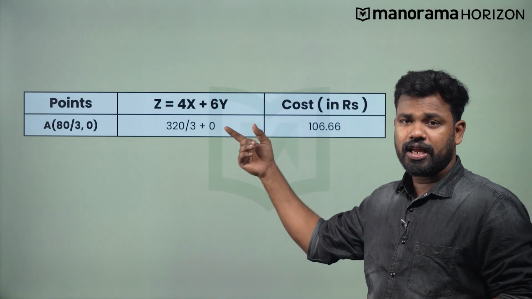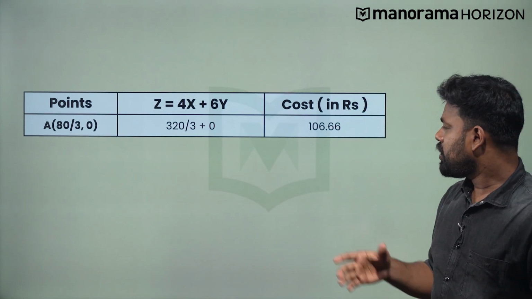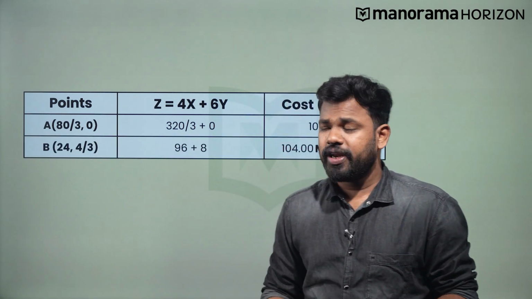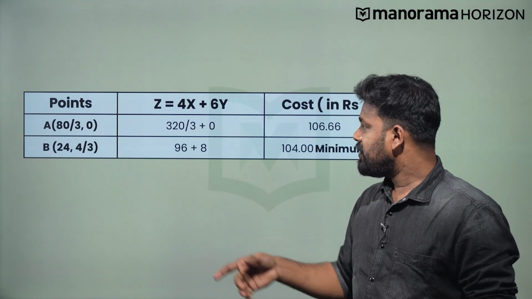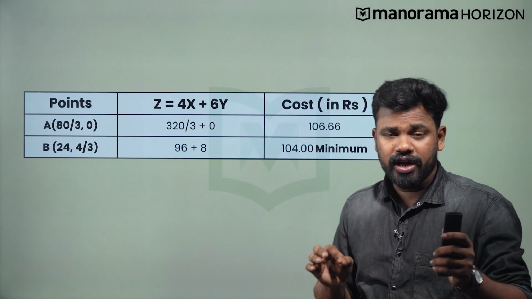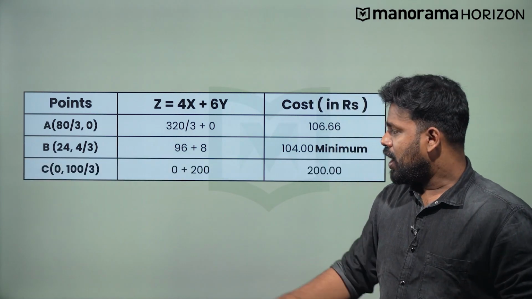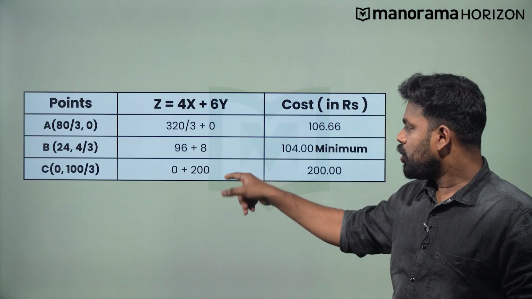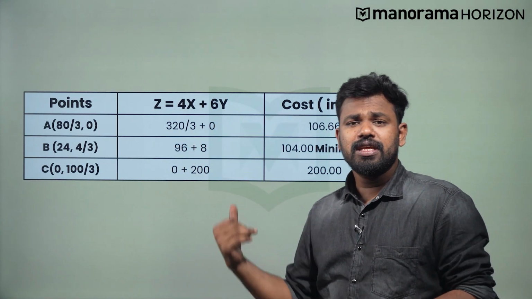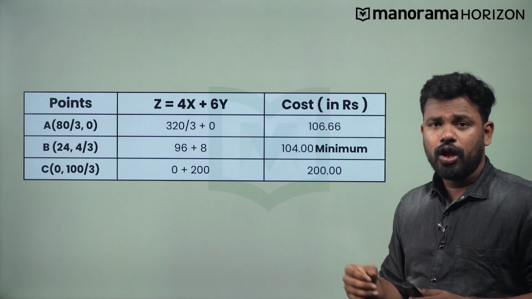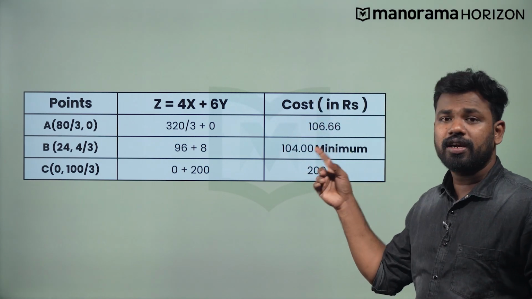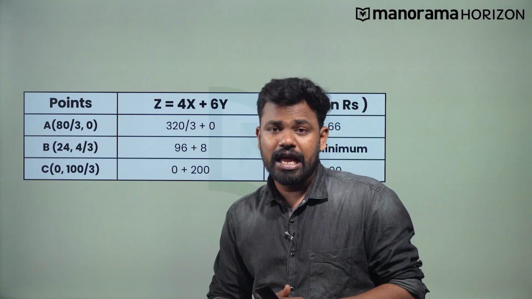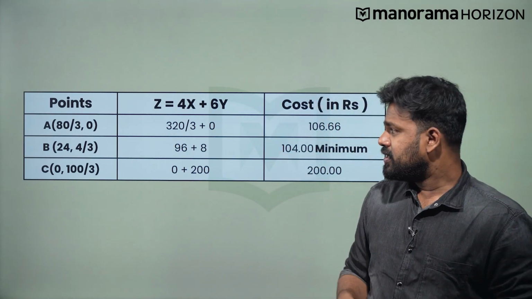And what is the value there? It will be 320 by 3 plus 0, so the cost will be 106.66. The next corner point, B, which is 24 comma 4 by 3, gives a value of 96 plus 8, which is equal to 104. Now C, which is 0 comma 100 by 3, gives the total value as 0 plus 200, or 200. From these three costs, look at the minimum one. The minimum cost will be 104, the minimized cost for this particular LPP. So that is what we get from this graph.